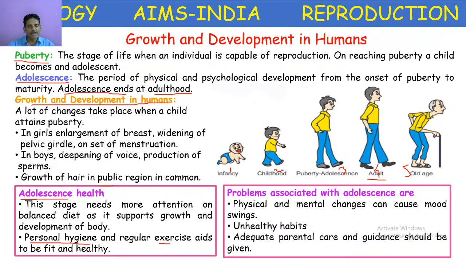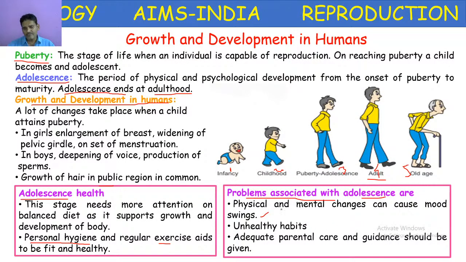So that's why taking a balanced diet, keeping healthy or hygiene. Hygiene is the subject that deals with healthy habits. So next, the problems associated with adolescence. There are physical and some mental changes that can take place during this adolescent stage, which cause mood swings, sometimes happy, sometimes sad, like that.